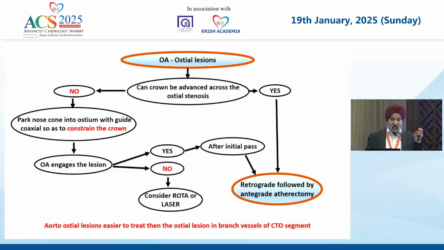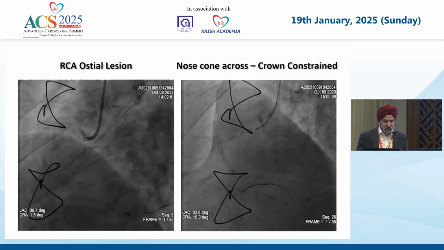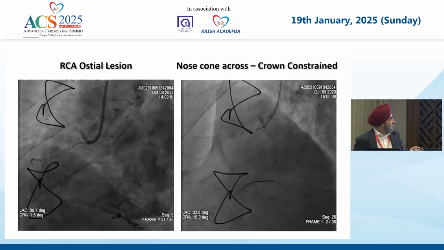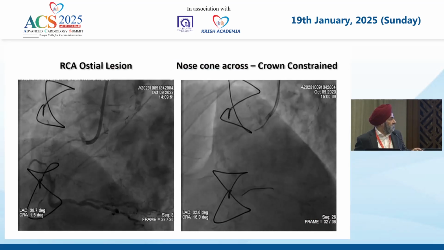So the other thing which has been seen with the orbital is that it works best in the aorto-ostial lesions. Within the coronary segment, if you have CTO segments, please don't attempt to do orbital atherectomy. It will perforate, because now the burr is rotating or orbiting in a confined area and it can cause perforation. So you should be very mindful of that.